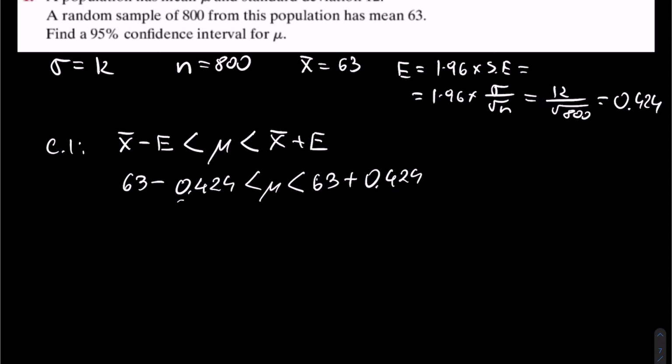So calculating this out, I get that the lower limit of the confidence interval is 62.576, and the upper limit of the confidence interval is obviously 63.424. So that would be my 95% confidence interval.